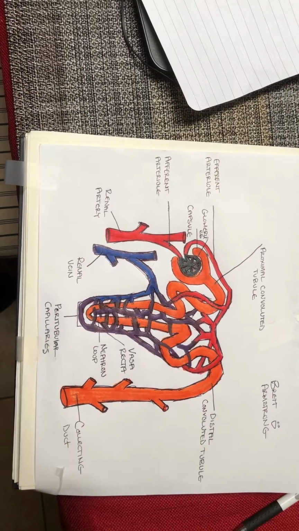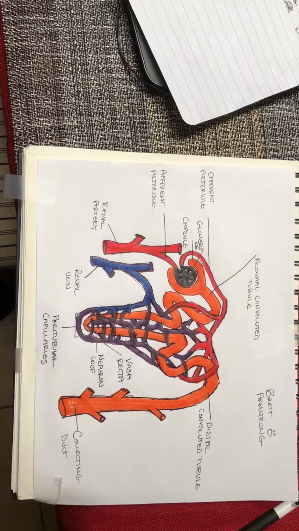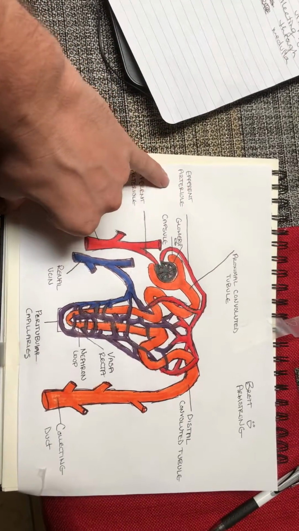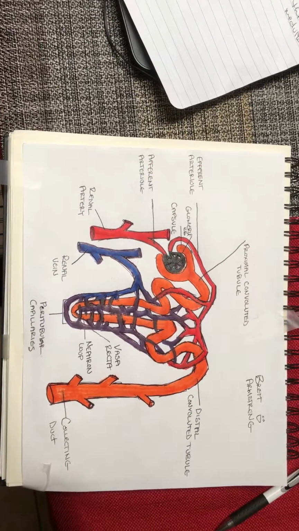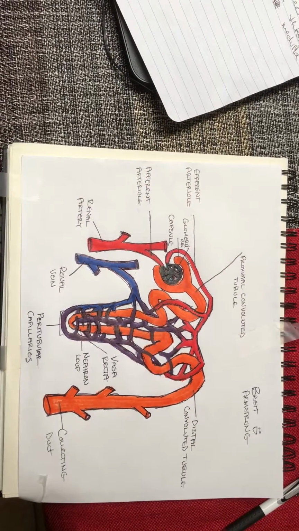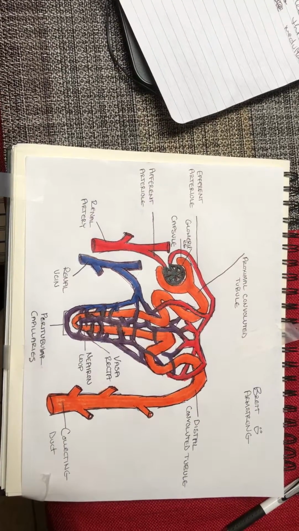Blood that has been filtered by the glomerulus will exit through the efferent arteriole. The larger particles that are too big to be filtered are removed through the peritubular capillaries.